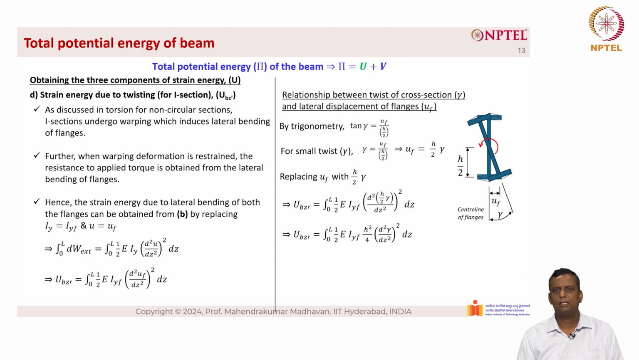So we get the term E I_yf into h²/4 into (d²gamma/dz²) the whole squared. We know that the warping constant for an I section is given as I_w equal to I_yf into h²/4. This U_bz' can be written as the integral from 0 to L/2 of E I_w into (d²gamma/dz²) the whole squared into dz.